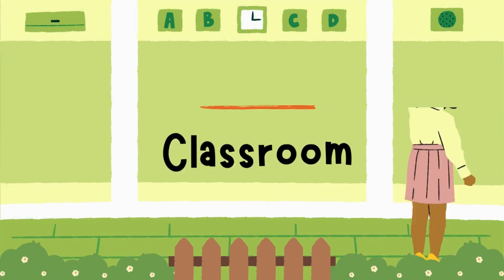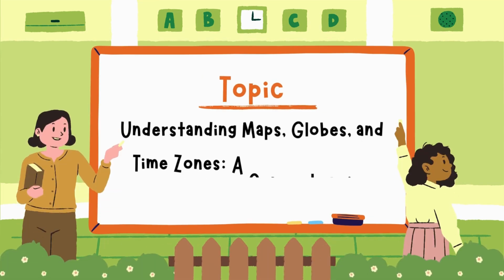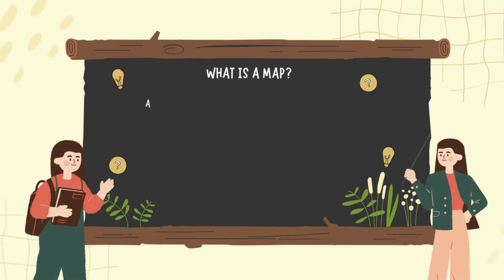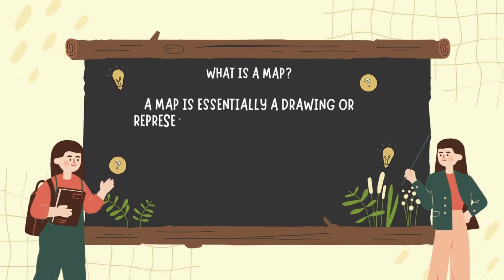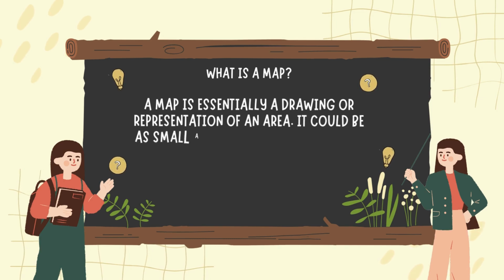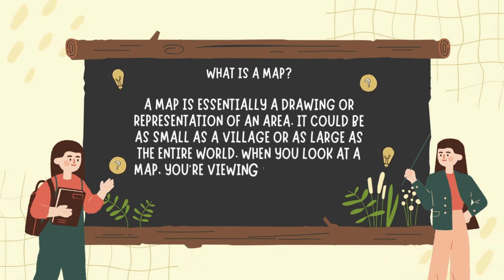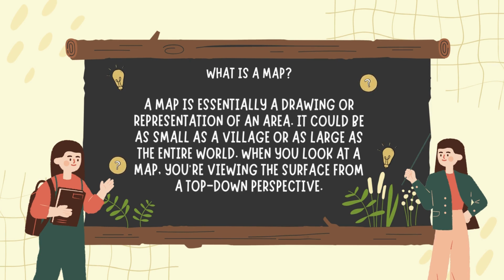Welcome to Classroom. Topic: Understanding Maps, Globes and Time Zones. A comprehensive guide. A map and its components. What is a map? A map is essentially a drawing or representation of an area. It could be as small as a village or as large as the entire world. When you look at a map, you're viewing the surface from a top-down perspective.